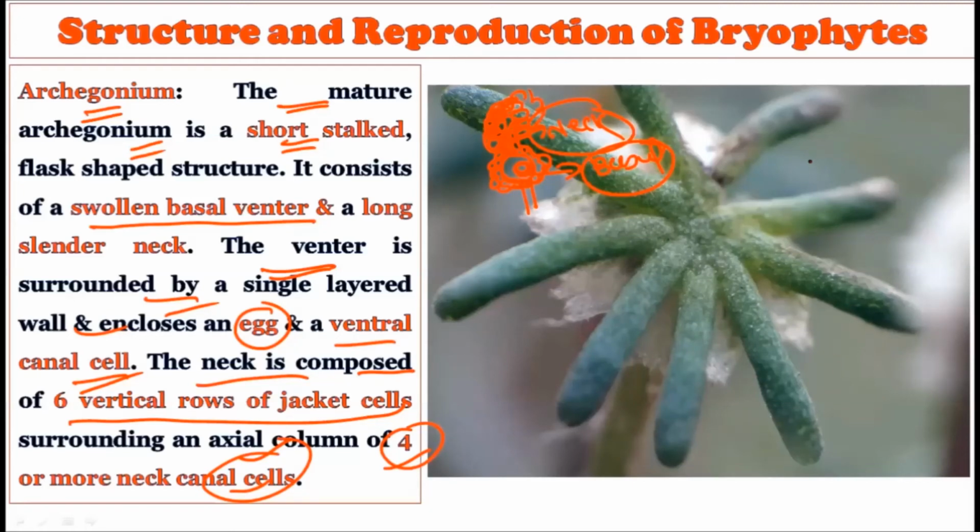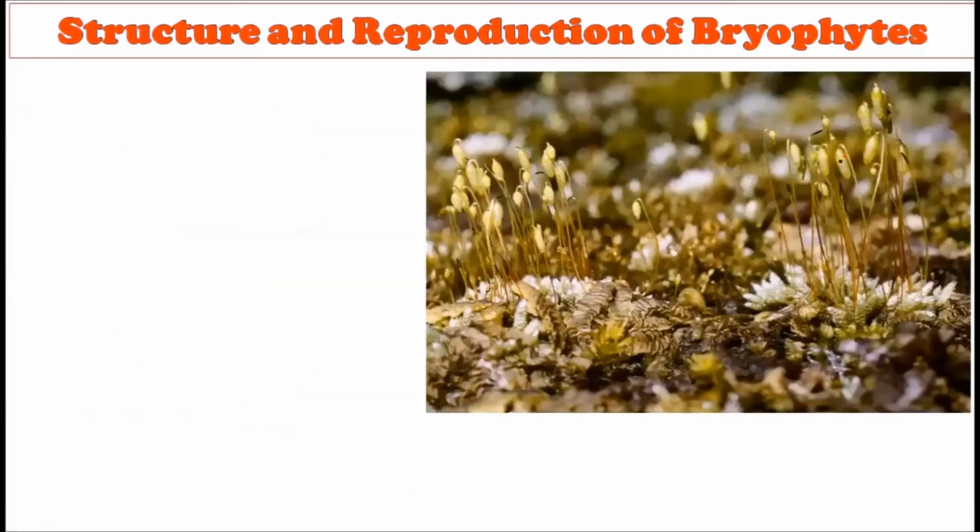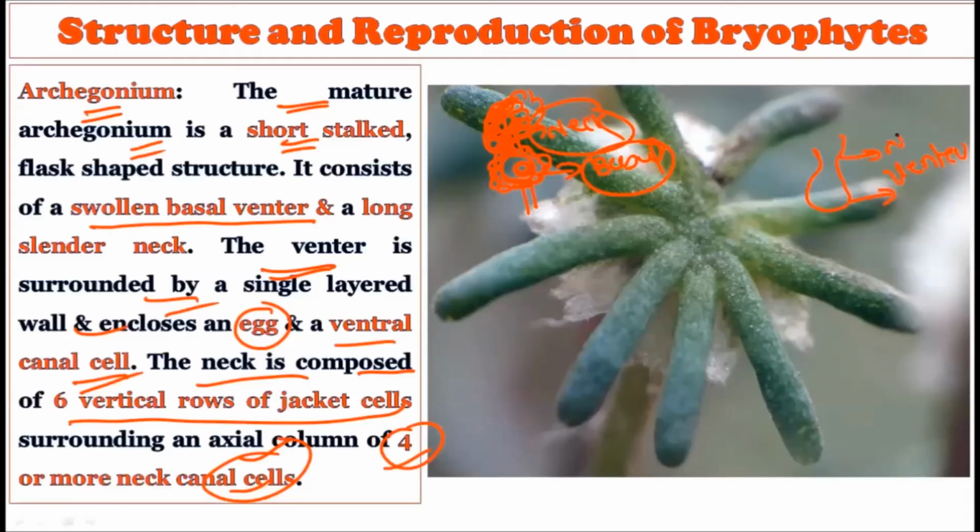So when we talk about the archegonium, it is flask shaped. Okay, what is the shape of it? It's a flask shape. Generally, the swollen basal portion is called the venter, and the narrower portion is called the neck. Okay, and the venter includes the single egg. Above it we have the single ventral canal cell, and above we have the complex arrangement of protection in the form of 6 vertical rows of jacket cells. Okay, so this is how the archegonium is created inside these bryophytes.